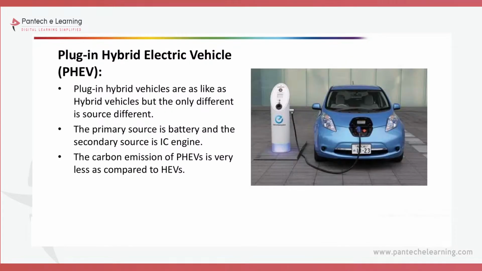Next, the plug-in hybrid vehicle. In a plug-in hybrid, the primary energy source is the battery and the secondary energy source is the IC engine. The battery capacity will be high compared to a hybrid vehicle, and the fuel tank will be smaller, only 5 liters for the IC engine. Carbon emission is very low compared to a hybrid electric vehicle, because the primary source is the battery and the vehicle mostly drives on battery. In an emergency, you can use the IC engine.